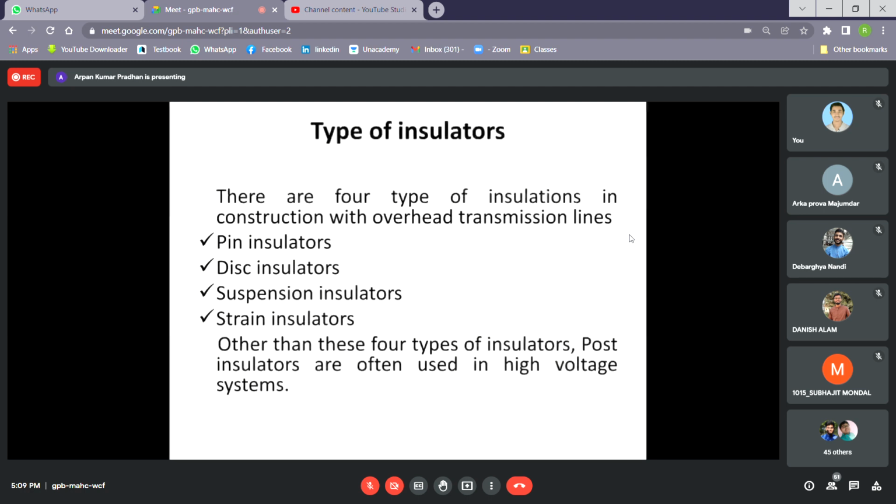And number 4 is the strain insulator. Sometimes you need a sharp bend of the transmission line. In that case, you can use the strain insulator. So we will discuss one by one.